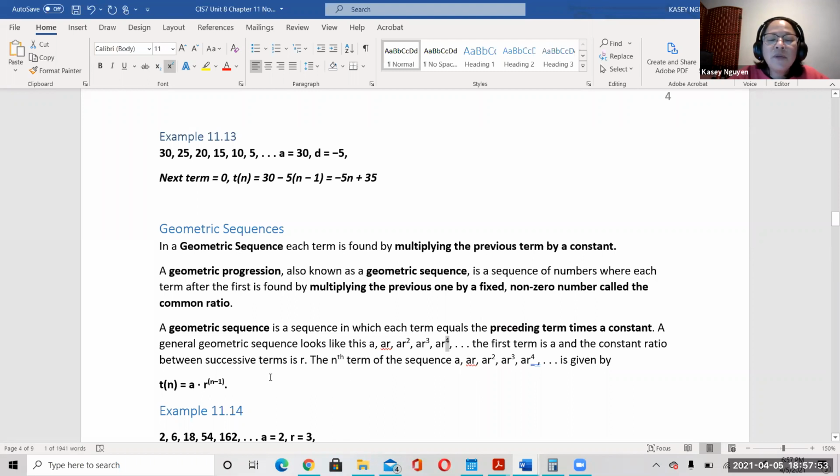So with that, we have a formula, an equation. Your t of n is going to be equal to a, which is the first term value, times r to the n minus 1.